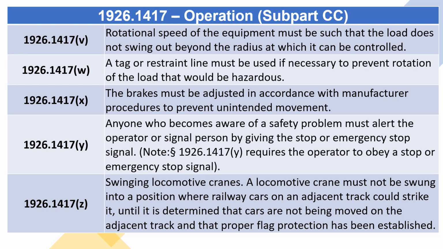Anyone who becomes aware of a safety problem must alert the operator or signal person by giving the stop or emergency stop signal. Note: Section 1926.1417 (y) requires the operator to obey a stop or emergency stop signal. Swinging locomotive cranes. A locomotive crane must not be swung into a position where railway cars on an adjacent track could strike it, until it is determined that cars are not being moved on the adjacent track and that proper flag protection has been established.